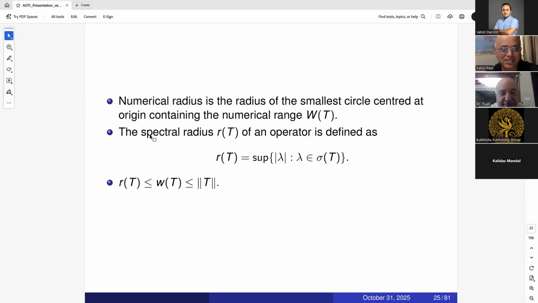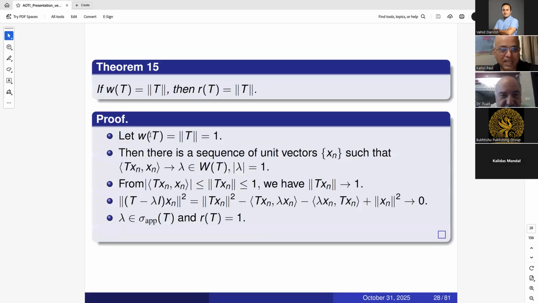But here you see this w(T) equal to norm T forces the spectral radius equal to norm of this T, right? So it's again an elementary proof. These are all available in any standard book on numerical ranges. But I just wanted to mention them for those young scholars, if they are there, to motivate them.